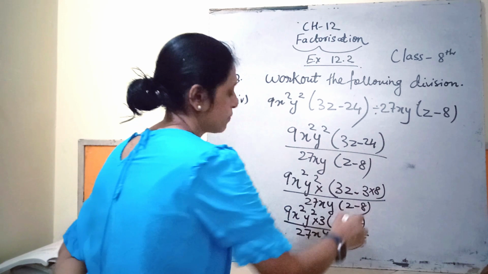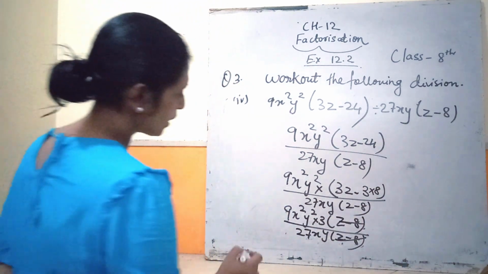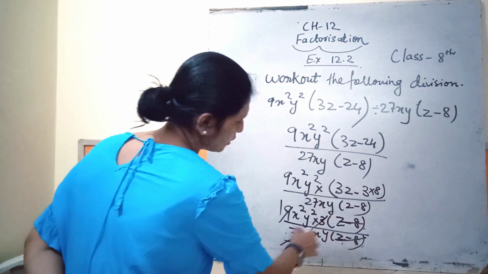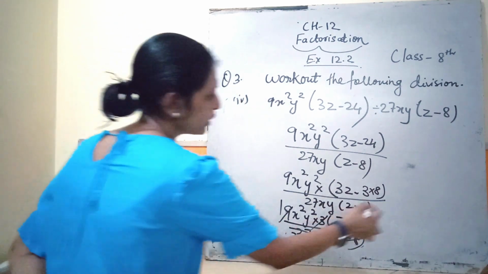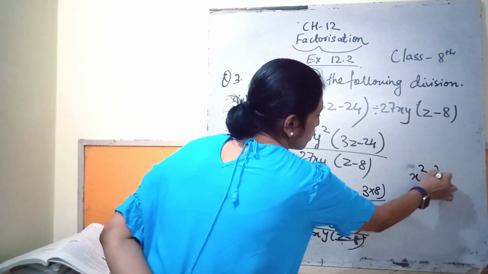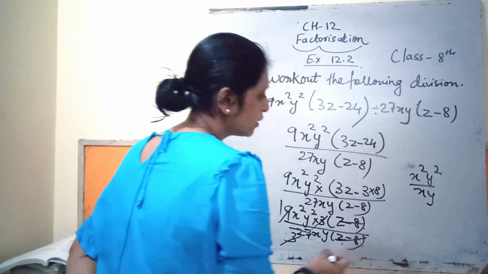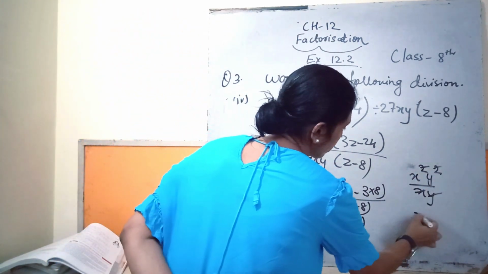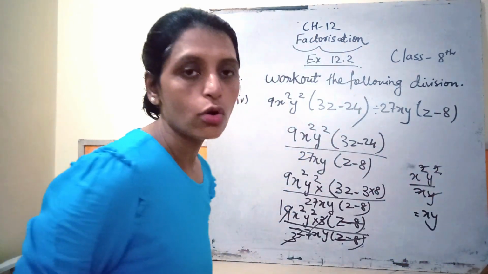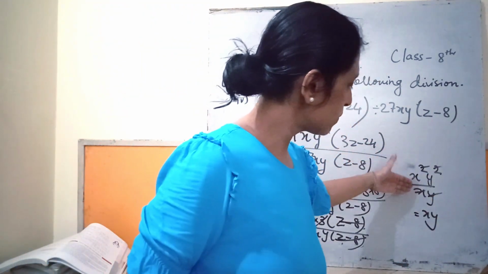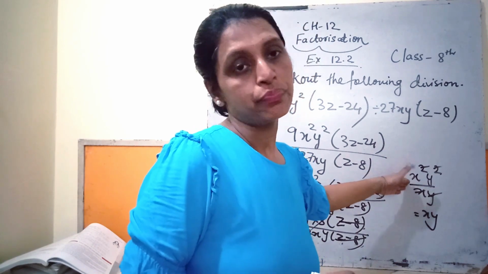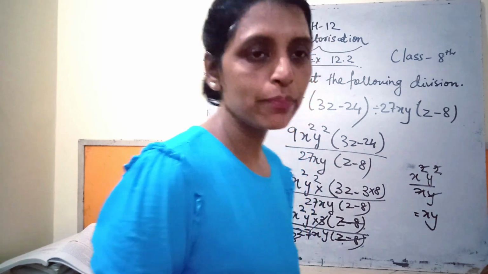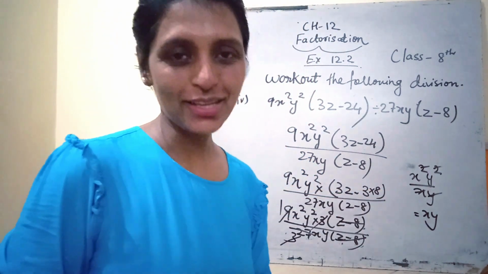Z minus 8 will get cancelled, and here 9 ones are 9, 9 threes are 27, and 3 ones are 3. Then we are left with x square y square upon xy. Either you can just cancel, and we are left with xy, or according to the laws of exponents, when the bases are the same and division is applied, the powers get subtracted. So we get the result as xy.